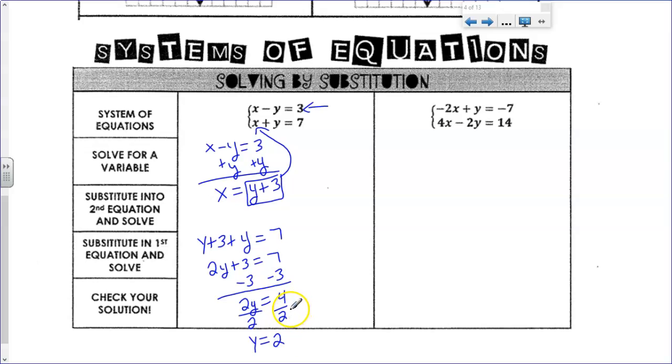Remember, when we have a system of equations, we need an ordered pair for our answer. So this is my y. Now I need to solve for x. I can take this, plug it back in, and substitute it into this equation. So 2 plus 3 equals 5. So that's what x equals. So my answer to this is (5, 2).